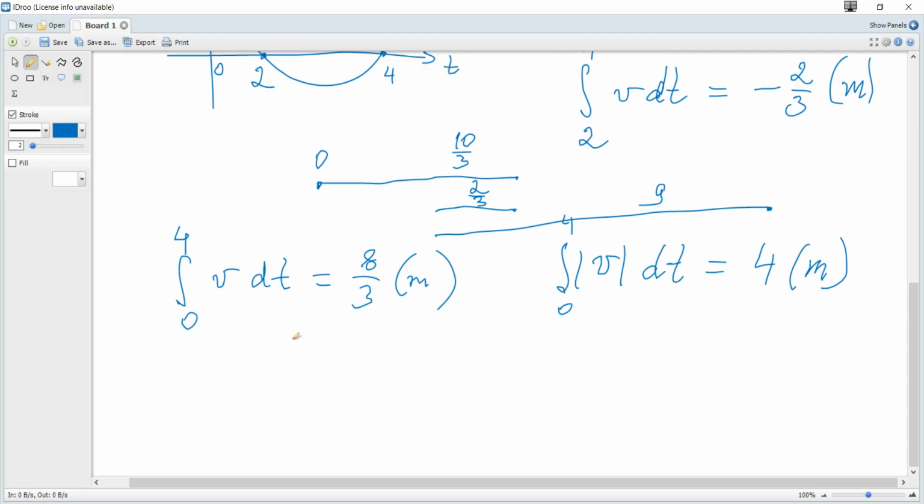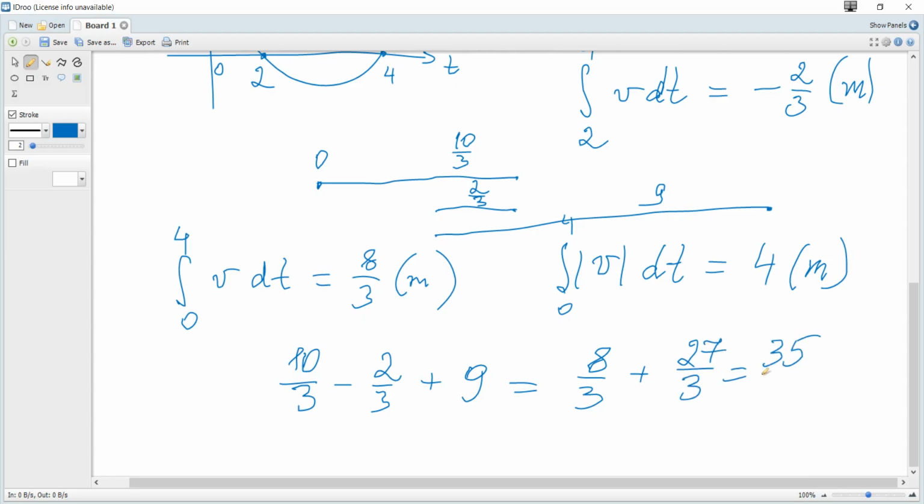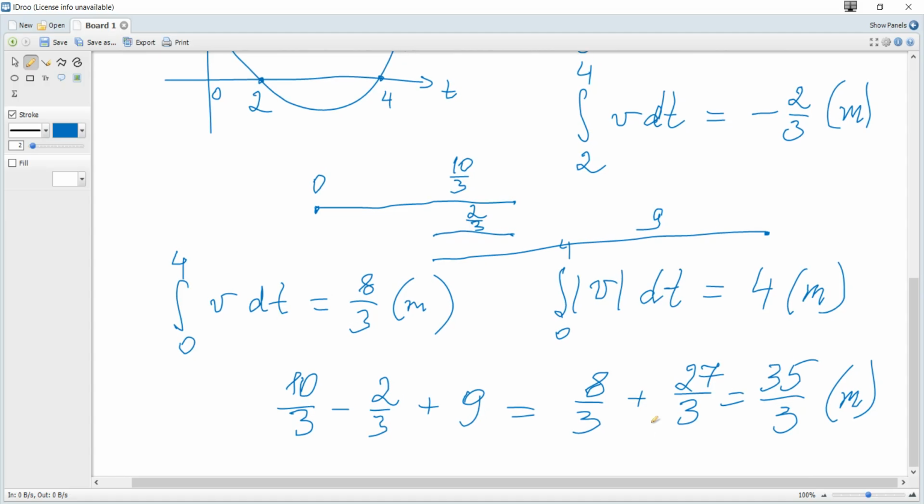And what about displacement? Displacement is plus 10/3 minus 2/3 plus 9, and it's 8/3 plus 9. 9 is 27 over 3, so it's 35 over 3 meters, and you can see that it's positive. So eventually it will be to the right from the origin. And it's the required displacement. And that's all for this problem.